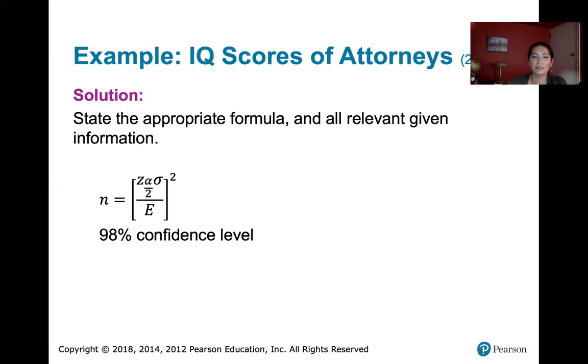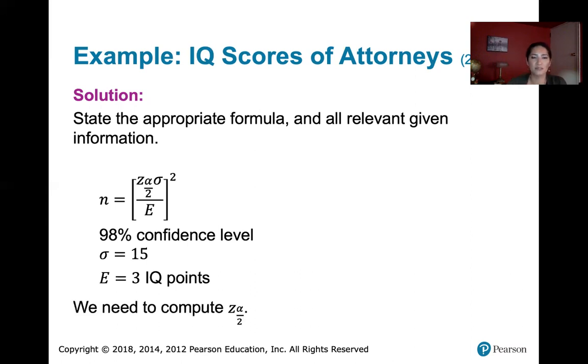So we've got a 98% confidence level. We've got a population standard deviation of 15. And that error is 3 IQ points. We don't want to be off by more than 3 IQ points in either direction. The only thing we need to compute is that z sub alpha over 2, as I just said.